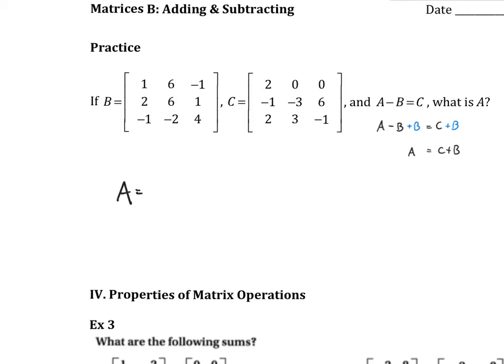So A is equal to, and start adding things together. 1 plus 2 is 3. 6 plus 0, negative 1 plus 0. 2 plus a negative 1, 6 plus a negative 3, 1 plus a 6. And then negative 1 plus a 2, negative 2, that should be a 1. Negative 2 plus a 3, also a 1, and 4 plus a negative 1 is a 3. And there you go.